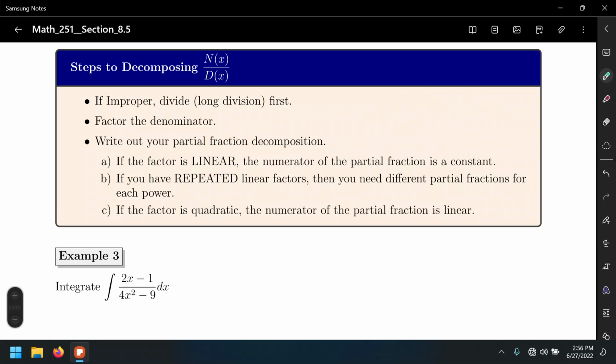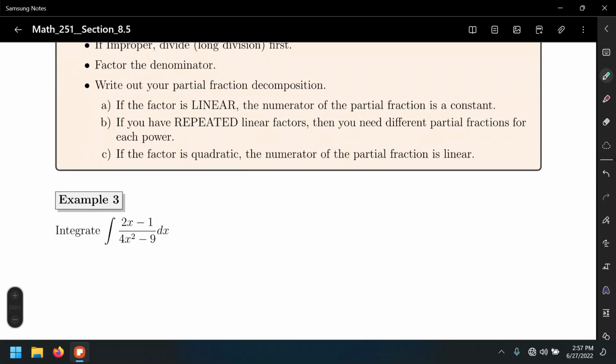The second step: factor the denominator, and here is where every single factoring technique will be used. All right. Now we need to write out our partial fraction decomposition. If the factor is linear, the numerator of the partial fraction is constant. If we have repeated linear factors, then we need a different partial fraction for every single power that repeats. I'm going to go a little bit more in depth to explain why we do that later. If the factor is quadratic, then the numerator of the partial fraction is linear, and we're going to stop here with the types of factors that we have.